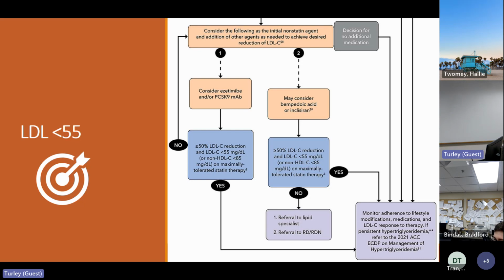Okay. All right. So why are the guidelines using LDL instead of ApoB? That's a really good question. Dr. Brennan asked, why are we looking at LDL and not ApoB? Because a lot of the big studies that have been done have traditionally been LDL, and that's just been the standard for a long time.